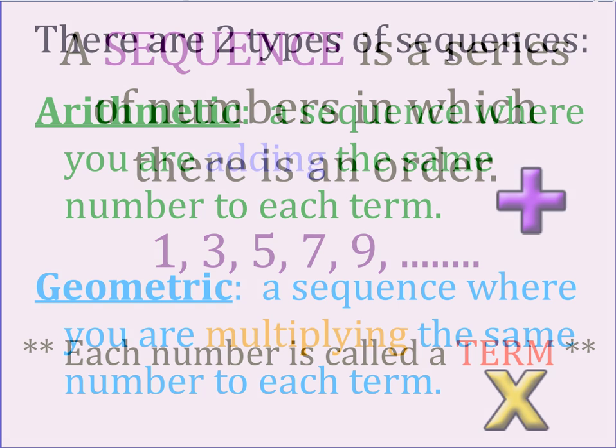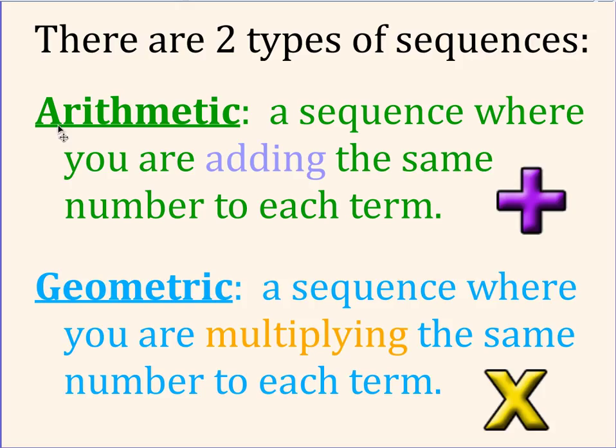There's two types of sequences. An arithmetic sequence is a sequence where I'm adding the exact same value to each term in the sequence to get to the next term in the sequence. A geometric sequence is a sequence where I multiply the same value to every term in the sequence to get to the next.